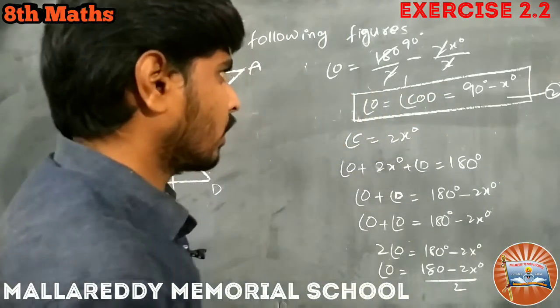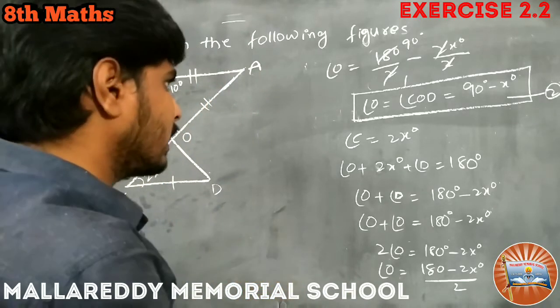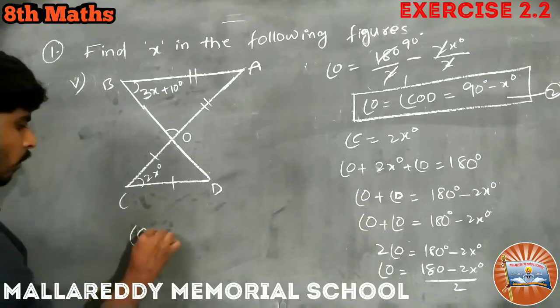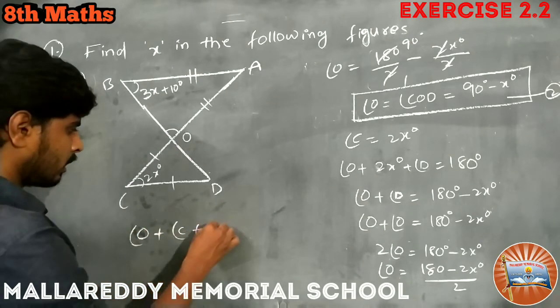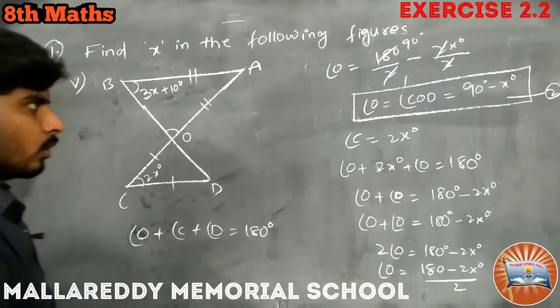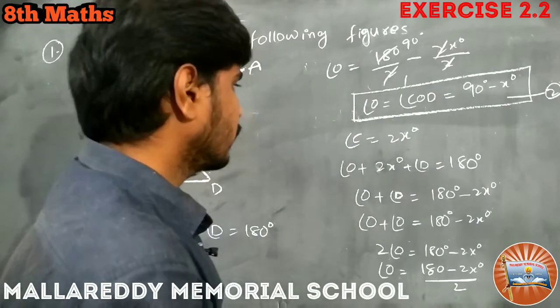So what is equation 1? Angle O plus angle C plus angle D is equal to 180 degrees is equation 1. I am writing here angle O plus angle C plus angle D is equal to 180 degrees. So angle COD we can write as angle O also.